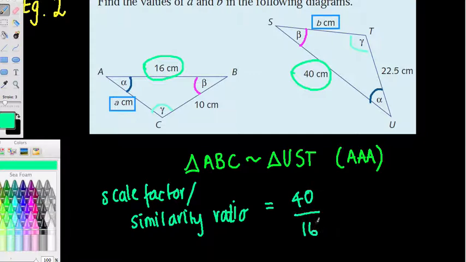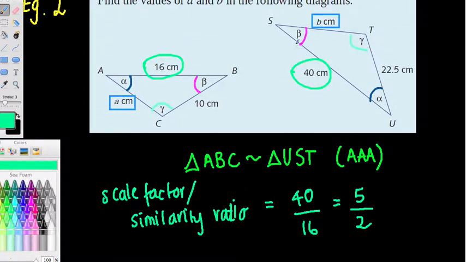I can simplify that, can't I? 8 goes into 40 and 8 goes into 16. So 8 goes into 40 5 times, 8 goes into 16 twice. So this is my similarity ratio. You could simplify it further, but like I said, we are going to start leaving these as improper fractions. That's okay, we can do that.